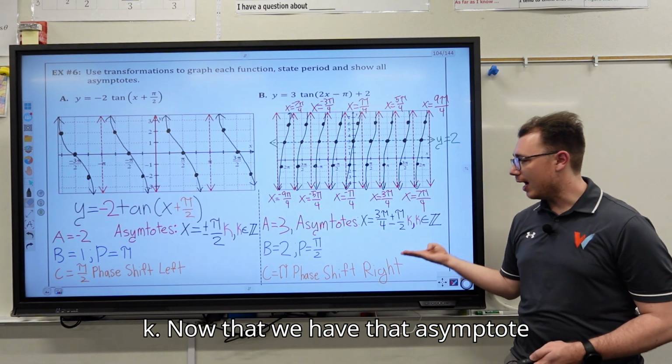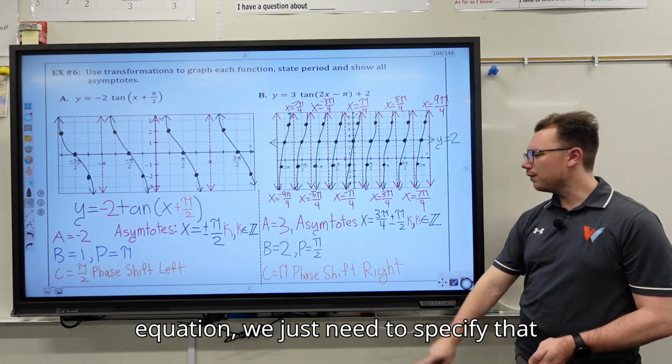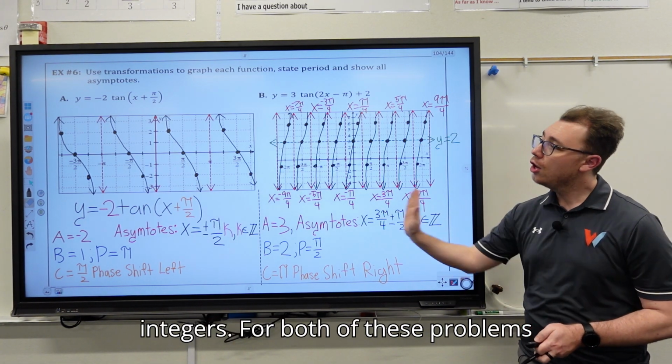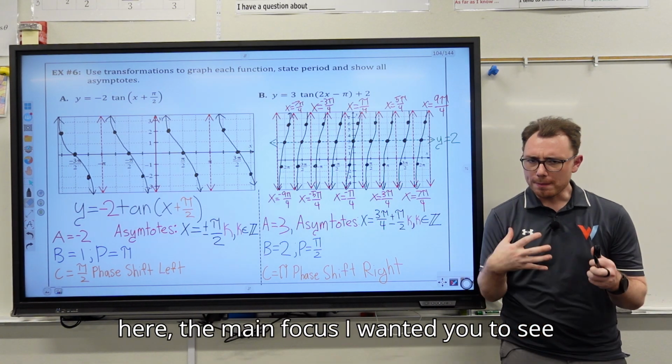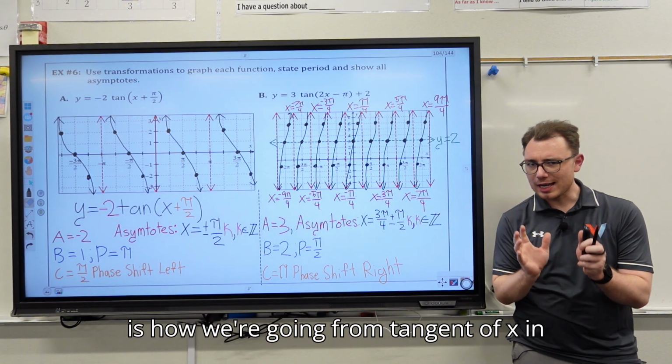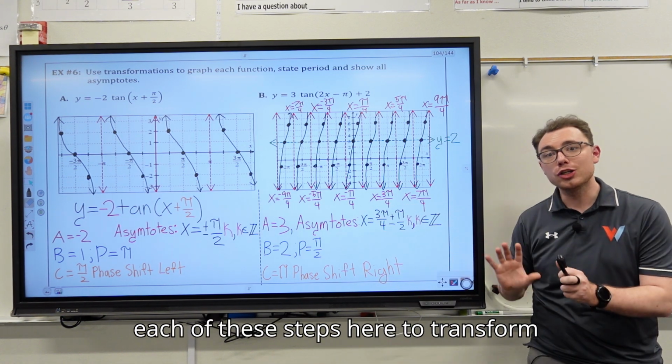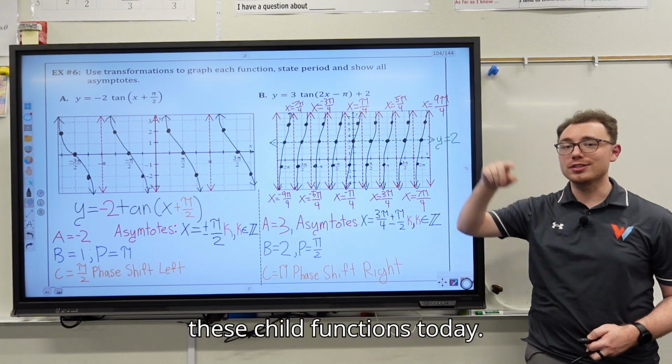Now that we have that asymptote equation, we just need to specify that these k values are equivalent to any integers. For both of these problems here, the main focus I wanted you to see is how we're going from tangent of x in each of these steps here to transform these child functions today.